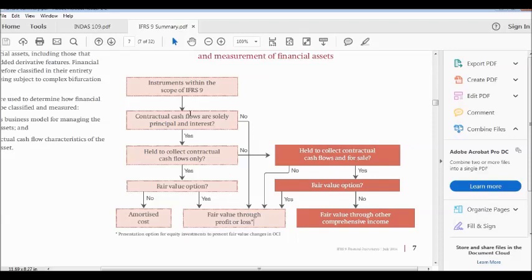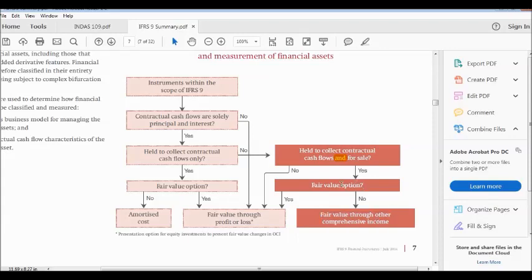Again, if the contractual cash flows are solely principal and interest, and it is held to collect the contractual cash flows only, then it is amortized cost. But if it is not held for contractual cash flows only, and you hold it to collect contractual cash flows and for sale, then you can decide on the fair value option. If you say no, I don't want fair value, then you will classify it into fair value through other comprehensive income.